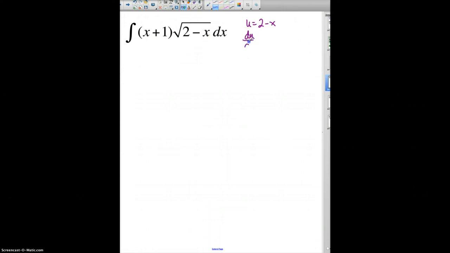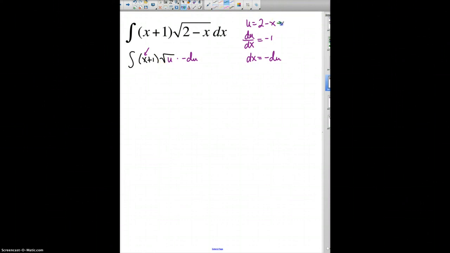Take the derivative. That's going to be negative 1. Solve for dx, which means multiply both sides by dx, divide both sides by negative 1. Du divided by negative 1 is going to be negative du. So now that's what we're going to substitute. We have the integral of x plus 1 times the square root of u, and then dx is negative du. Notice at this point we still have an x. If you still have an x here, you've got to do that additional step.